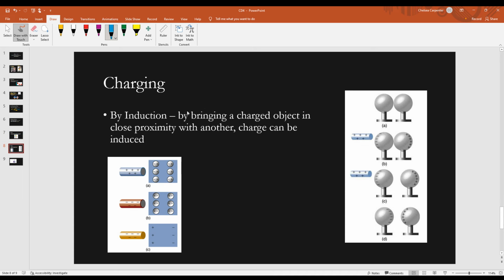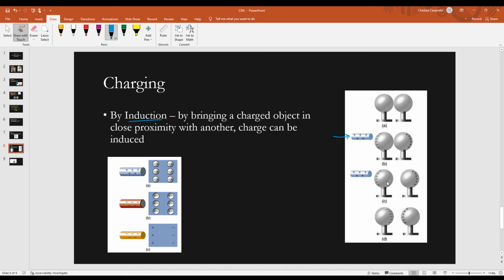Another way that you can charge something is by induction. That's bringing a charged object in close proximity with another object, neutral or charged. We can induce charge. So let's look over here at this picture. Here we have two neutral objects, and then we bring this positively charged rod close to these two objects. We don't even have to touch them. What will happen is that the negative charges will be attracted to the positive rod, leaving the other side of these two spheres that are in contact right now positive.